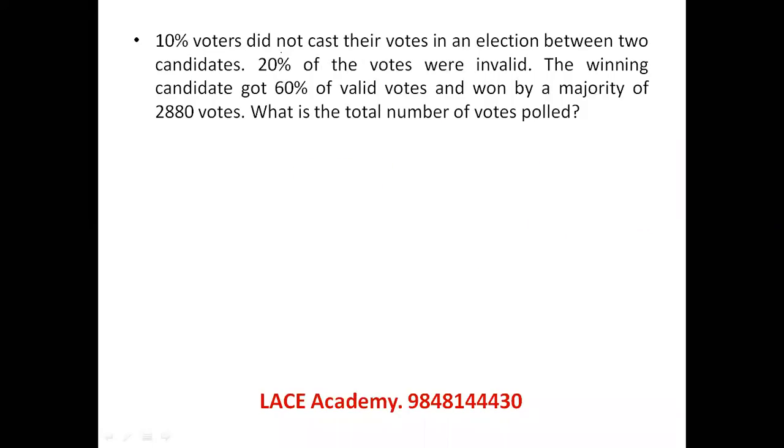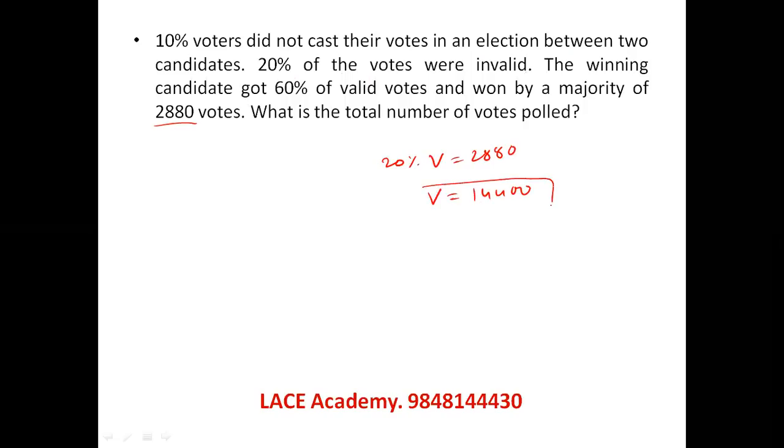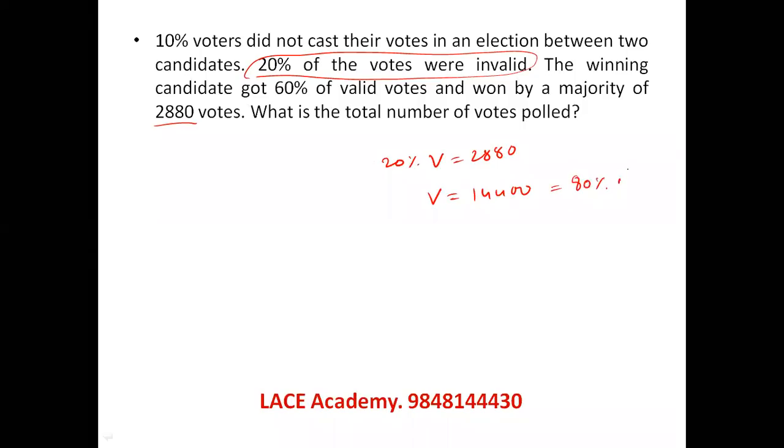10% of the voters did not cast their votes. In an election between two candidates, 20% of the votes were invalid. The winning candidate got 60% of valid votes, so the other person should get 40% of the valid votes. The margin between them is 20% of valid votes, which is given as a majority of 2880. So if 20% of valid votes is 2880, I can say total valid votes is 14,400. And this 14,400 is only 80% of the total votes polled because 20% were invalid. So this is 80% of the polled votes. So you know that 18th is 144.